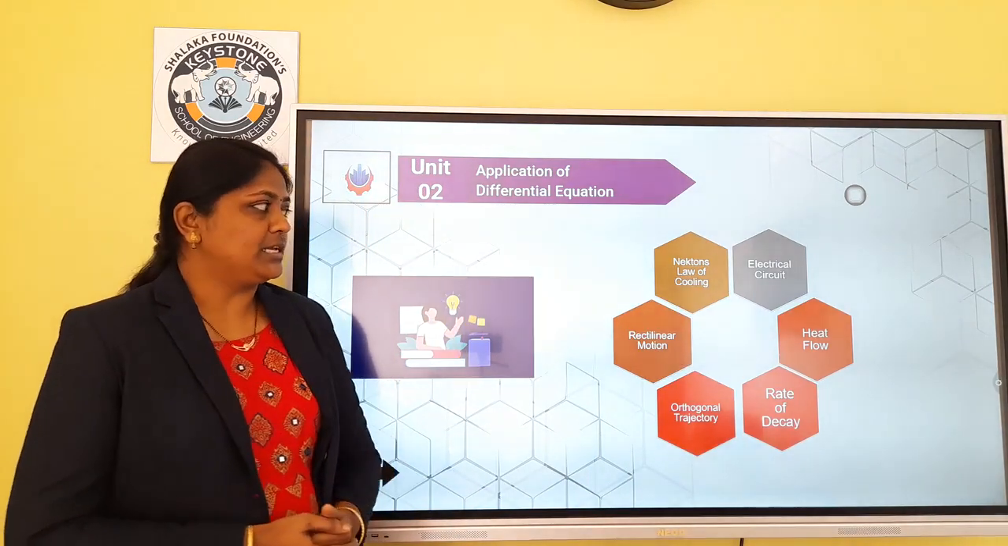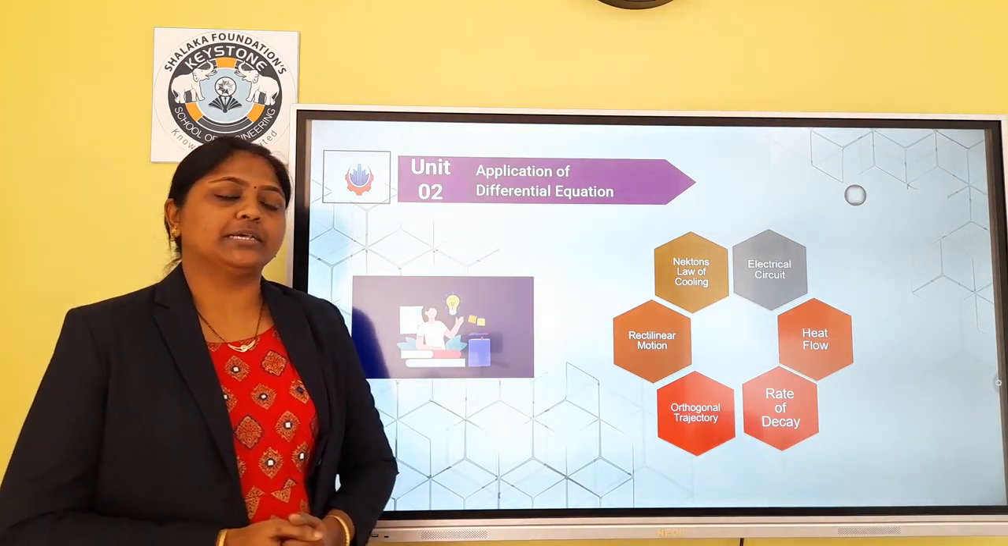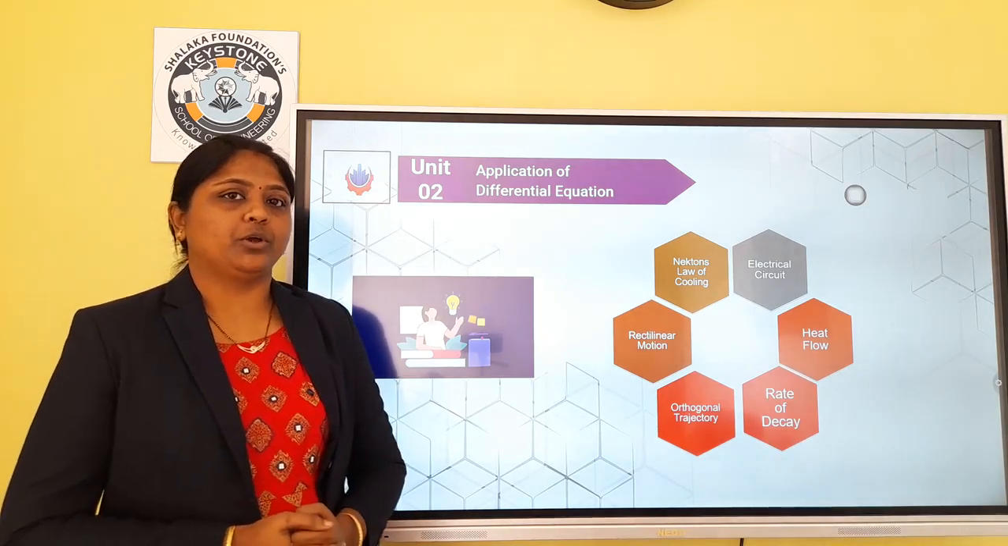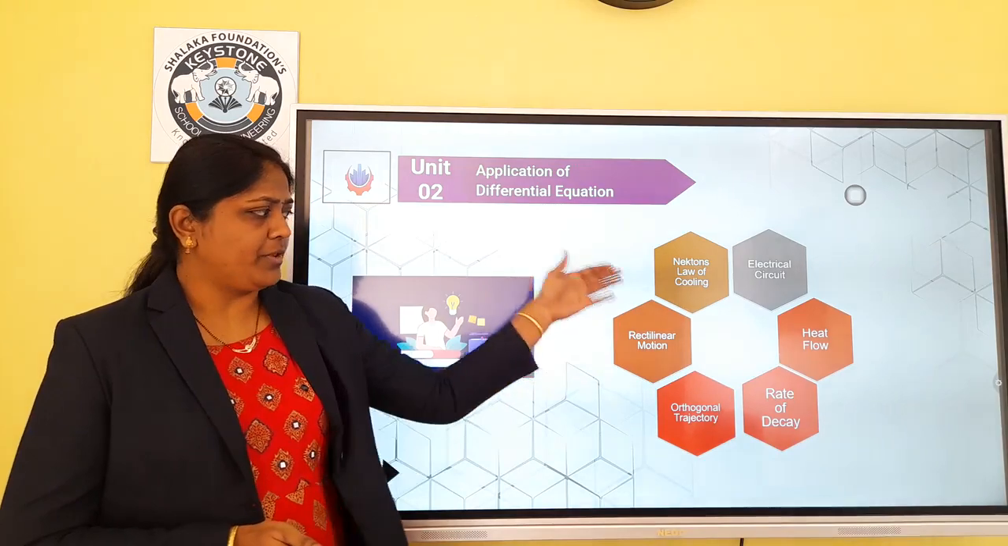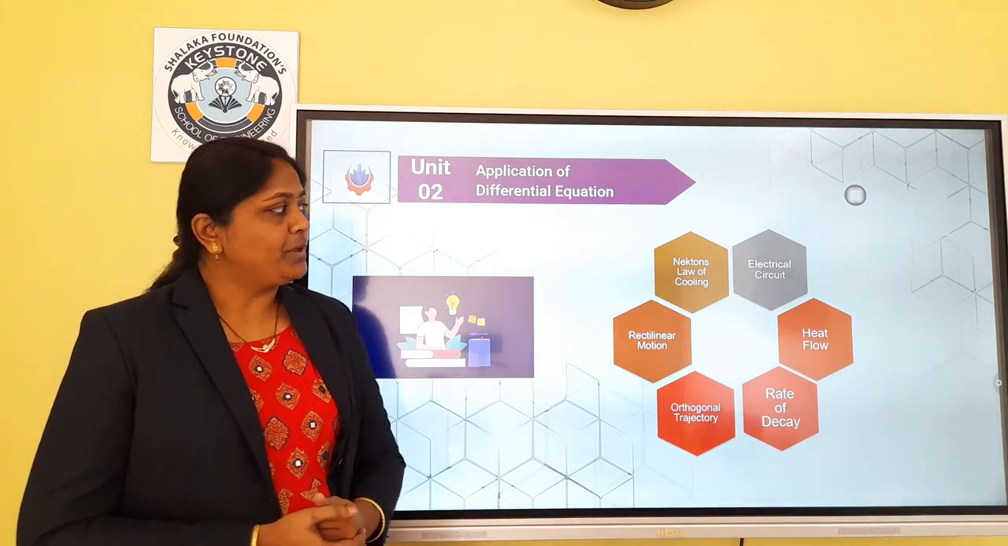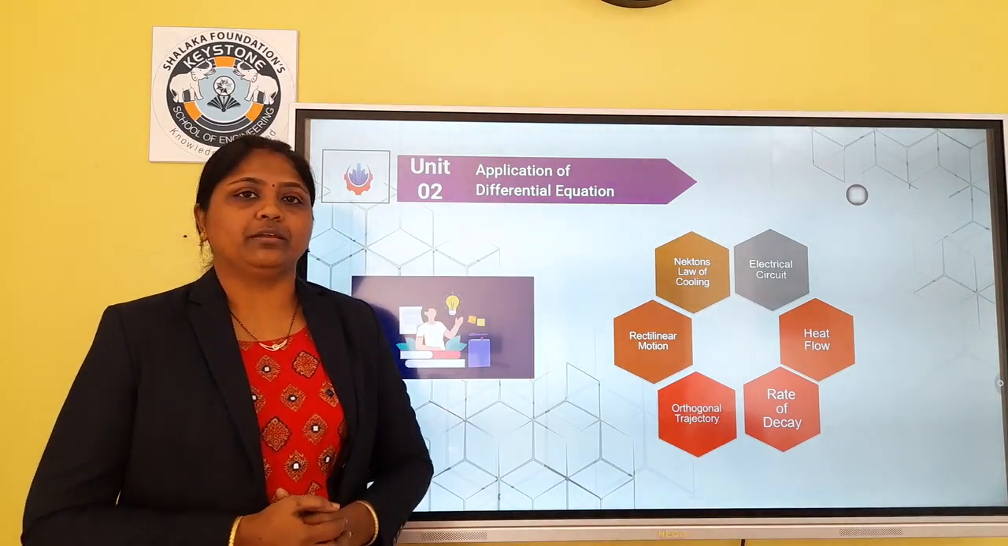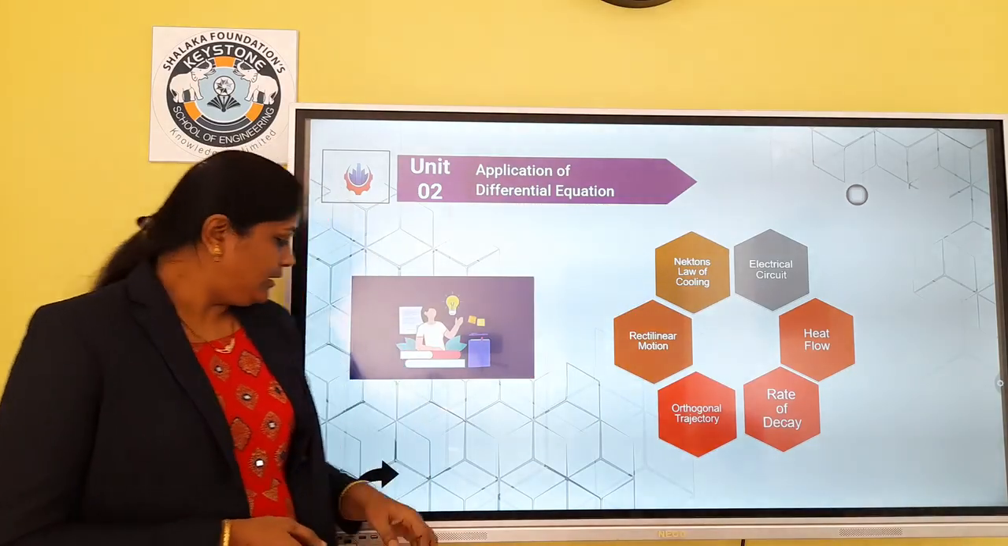This unit is very easy, and students can score in this unit because there is a particular method to solve the differential equation in every application. So before we start Newton's law of cooling, we will see one interesting clip.